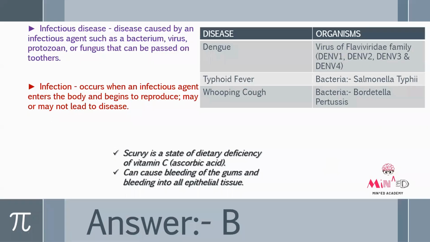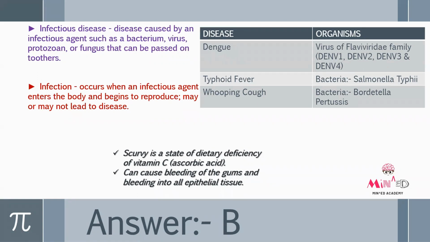So first we'll know what is infectious disease. Infectious disease is the disease caused by an infectious agent such as bacterium, virus, pathogen, or fungus that can be passed on to others. Okay, and what is infection? Infection occurs when an infectious agent enters the body and begins to reproduce, may or may not lead to disease.